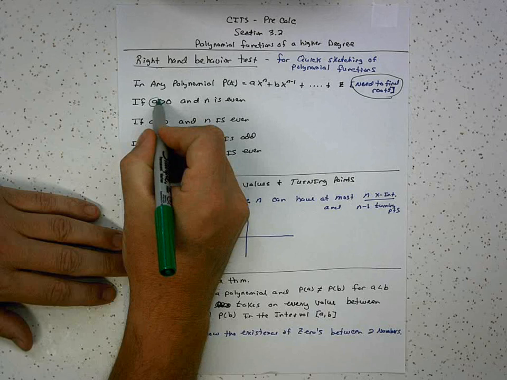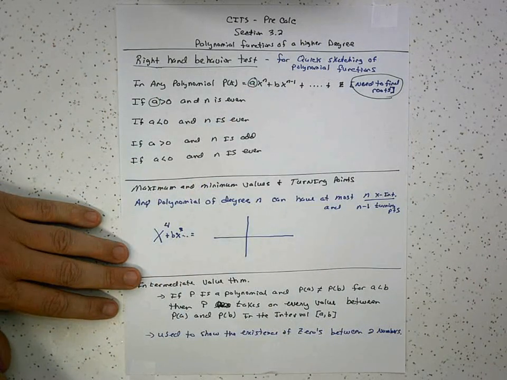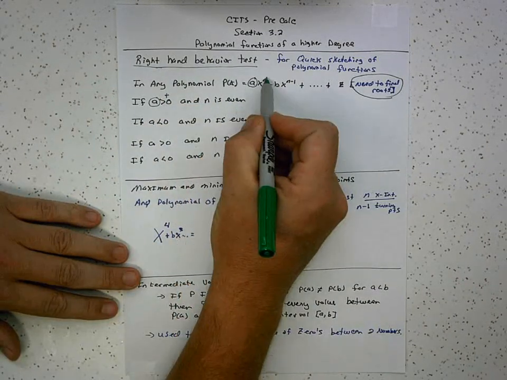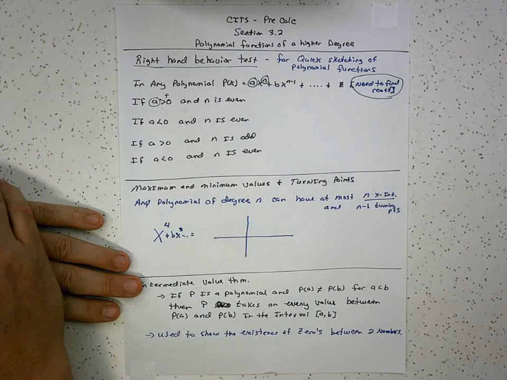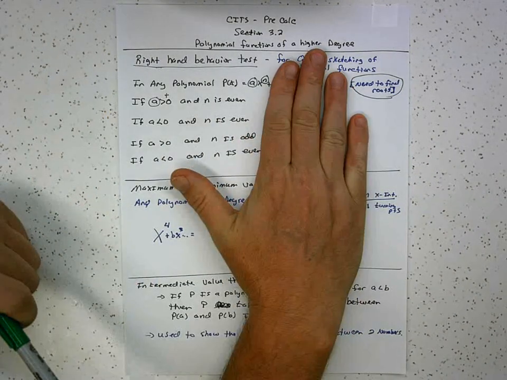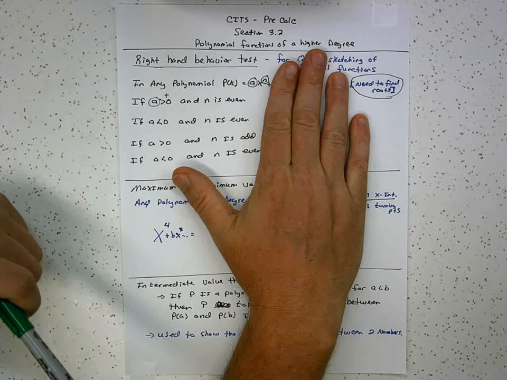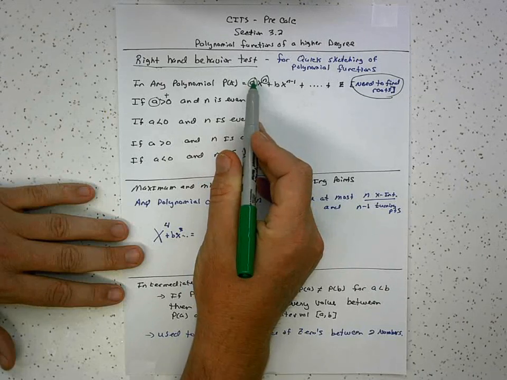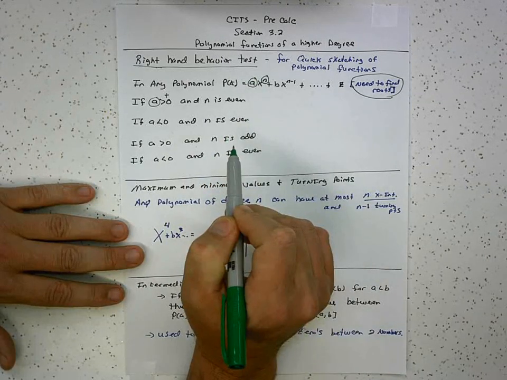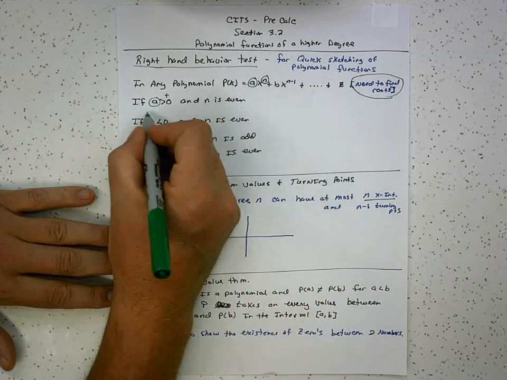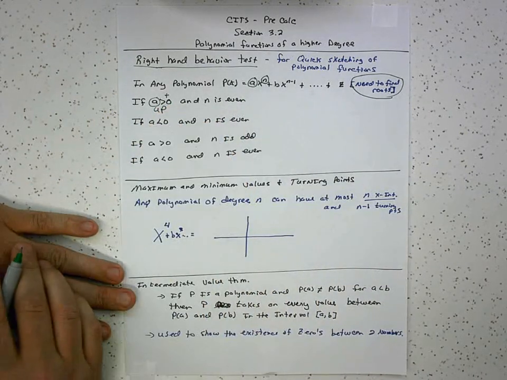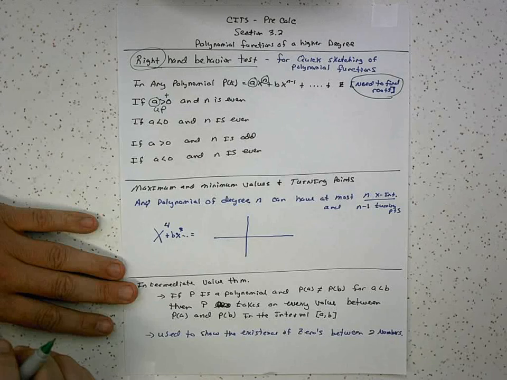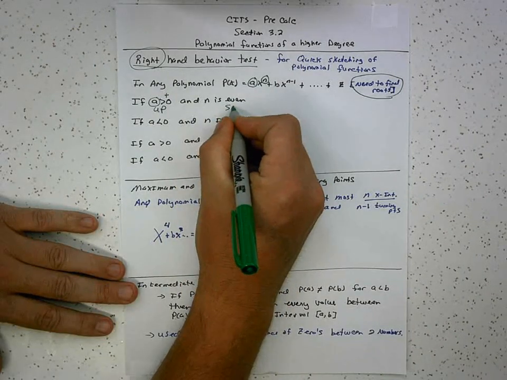The first one says if a is greater than 0. In other words, if this coefficient here is positive, and n is even, that exponent is even. So all I'm doing is looking at the first term. None of these over here really matter as to what's happening at the ends. So if a is positive, the value of a tells me whether the right side goes up or down. If a is positive, the right side is going to go up. All of these have to do with the right side. If n is even, both sides are going to do the same.